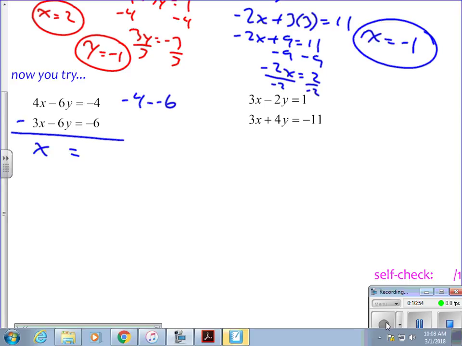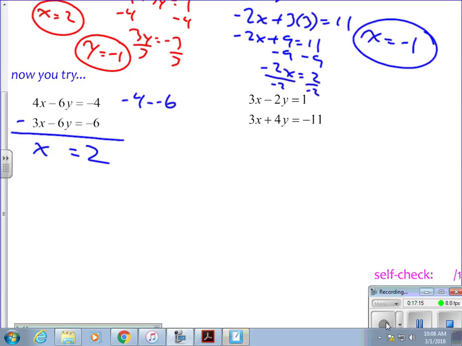Keith. Negative 4 minus negative 6 is what? No. Anybody else want to hazard a try? Correct answer. Positive 2. X equals 2.